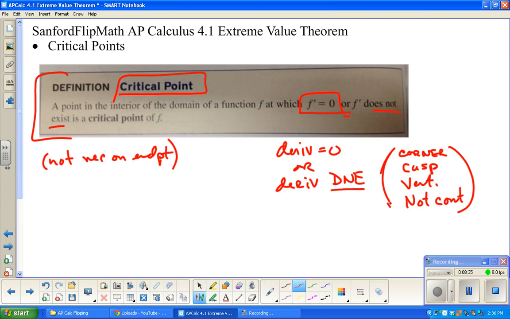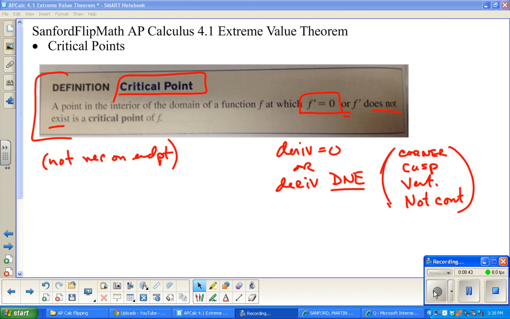Okay, so that's what a critical point is. Again, where the derivative is 0 or the derivative does not exist. Again, it is a point on the interior of the domain of a function, or on the interior of an interval of a function, where the derivative is equal to 0 or the derivative does not exist.